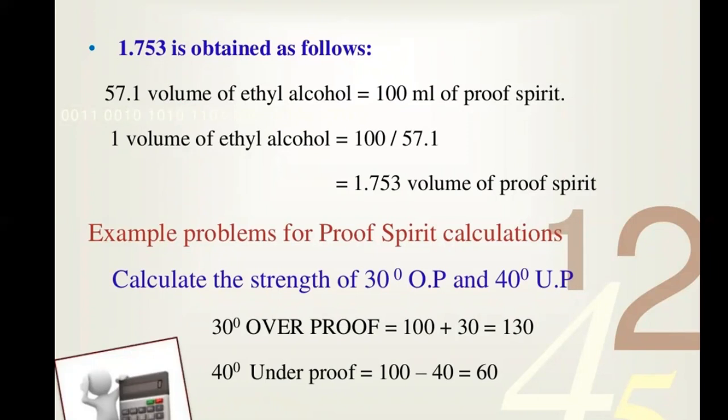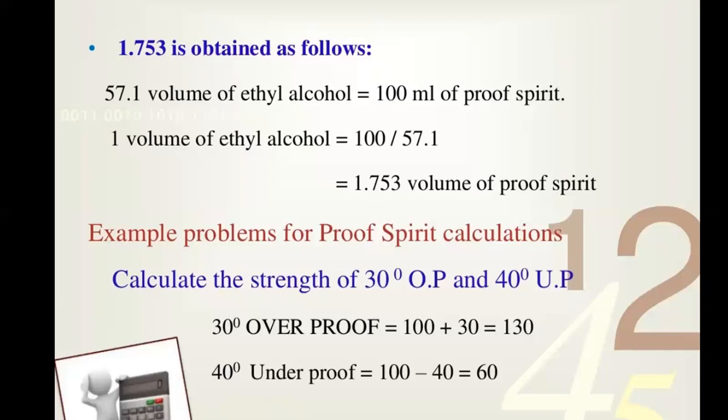So, example problem, you see here. Calculate the strength of 30 degrees over proof and 40 degrees under proof alcohol. So 30 degrees over proof means what? What is the value we have to do? 100 ml of proof spirit plus 30. Over proof means always plus. So 30 degrees over proof means 100 plus 30, so that is 130.